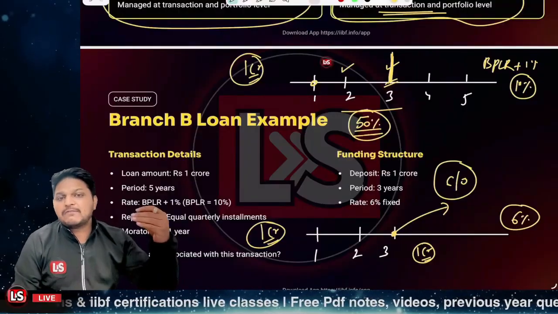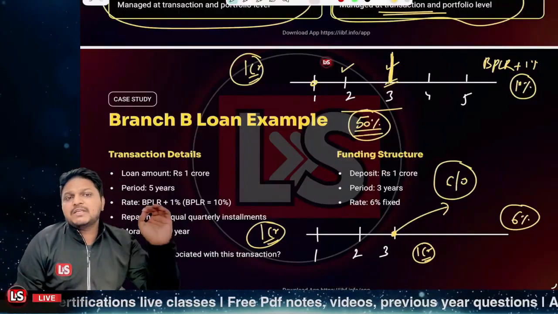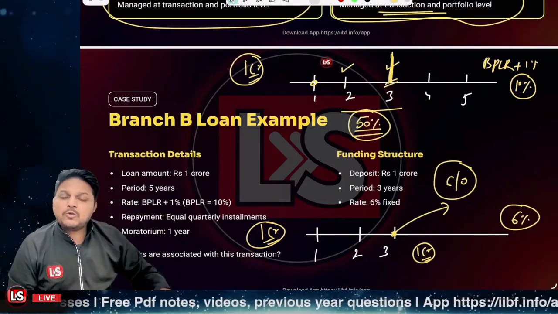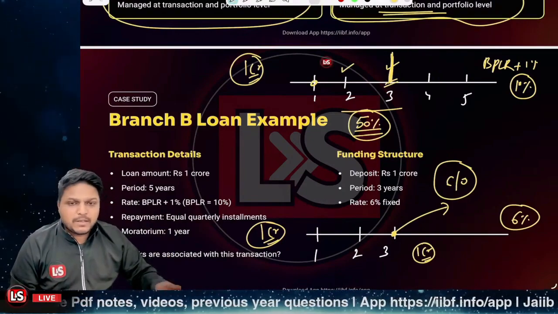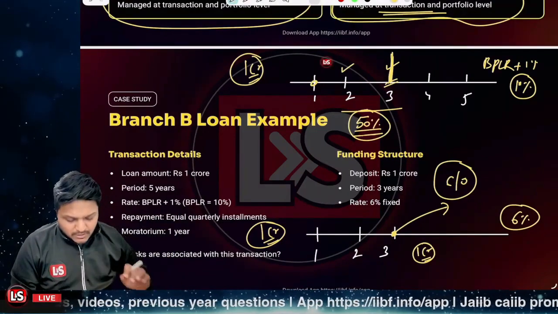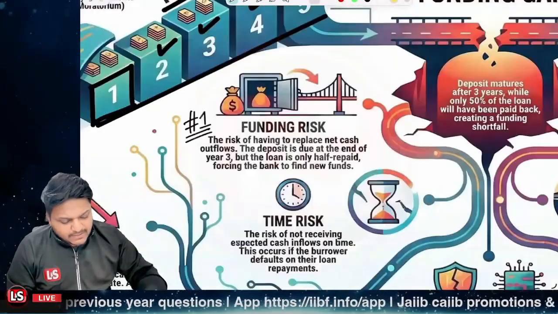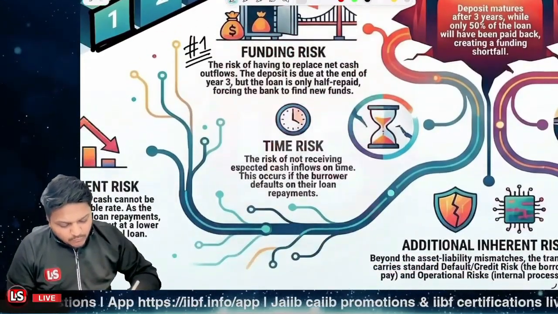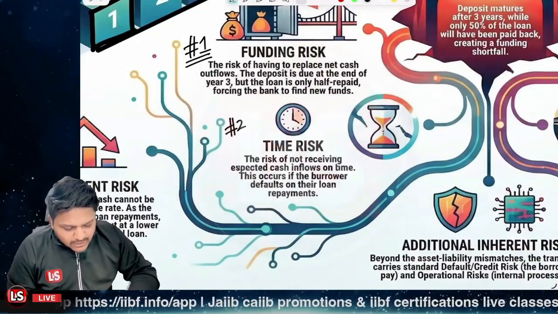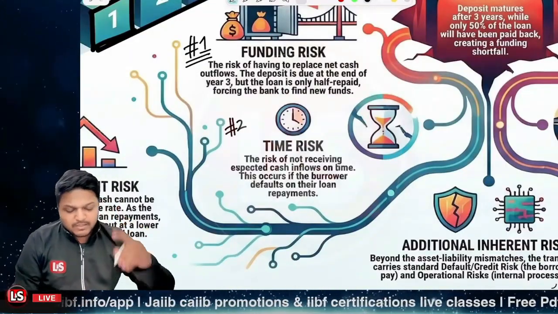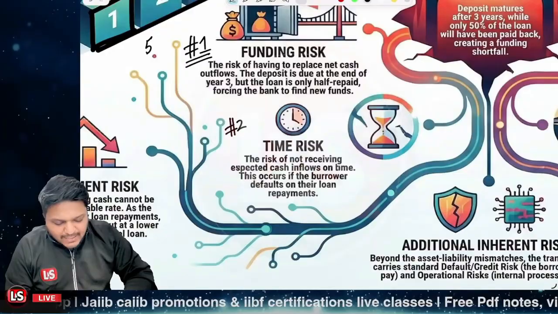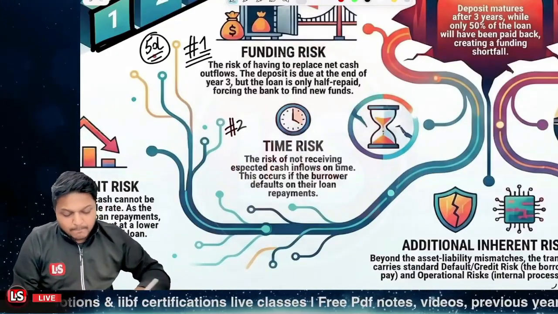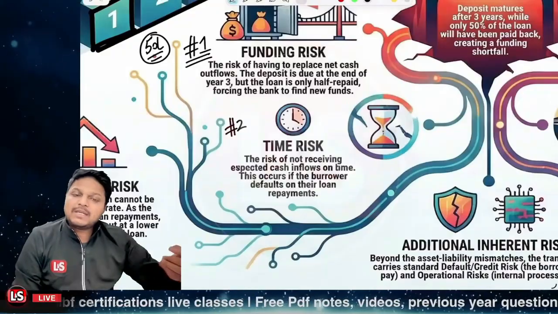So the funding risk will definitely be there, because by the end of the third year, the loan amount will be repaid to the extent of 50% only, but the remaining 50% is still to be paid back, right? That's the first risk. And the second one is related to time risk. Now, why time risk? Because it could be the case that, in the first scenario, we considered that the 50 lakh amount is already available with the bank, having been repaid by the borrower, right? But the other 50 lakh is to be taken care of, right?